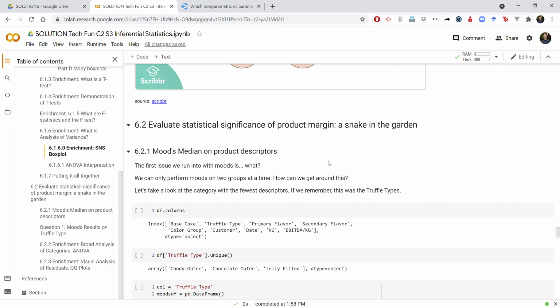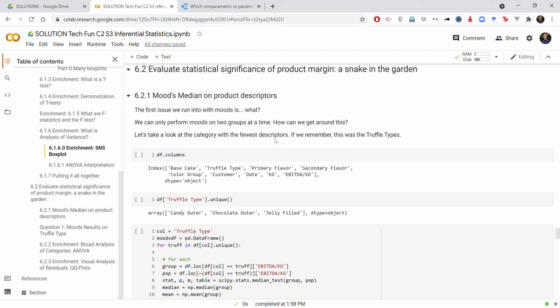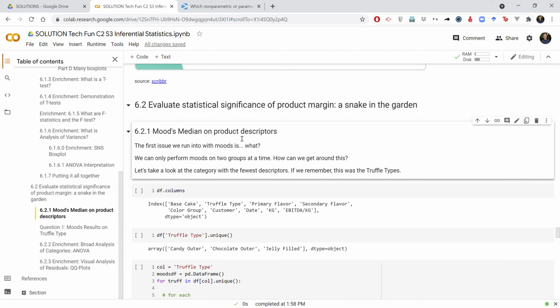I think we will leave that for here today. When we meet in person, we'll run through an example now of actually running both Mood's median and analysis of variance on the truffle data set. But more or less, this is a repeat of what we saw above.